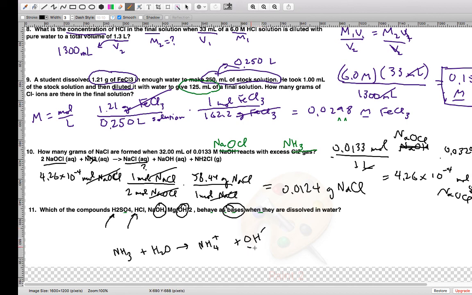See, this is the reason why NH3 is a base. In water, it causes the release of OH minus. So things that cause the release of OH minus are bases. There is another definition of base, but that is not relevant for our class. If you go on in chemistry, you will learn some other types of bases.